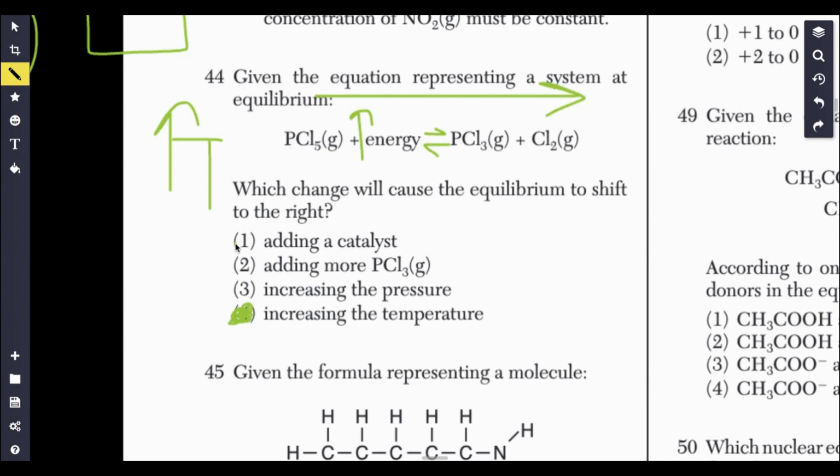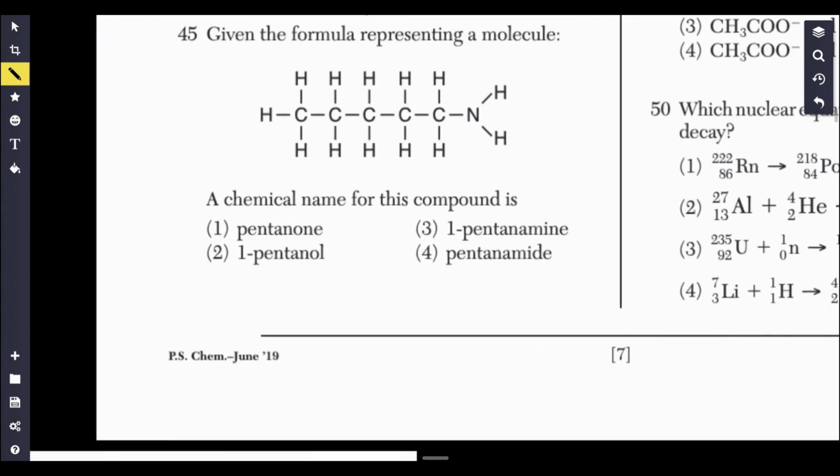Adding a catalyst only changes the activation energy. It doesn't shift the equilibrium to the right. It just provides an alternative pathway for a reaction, and it increases the rate of the reaction, but that doesn't shift it to the right. When you add a catalyst, it increases the rate of the reaction on both sides. So it kind of balances out, if you know what I mean. All right.